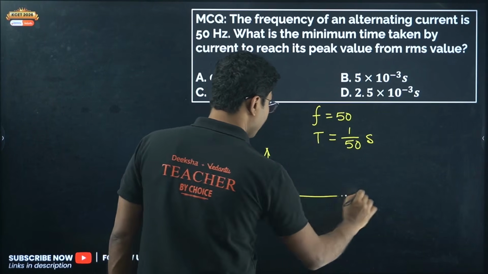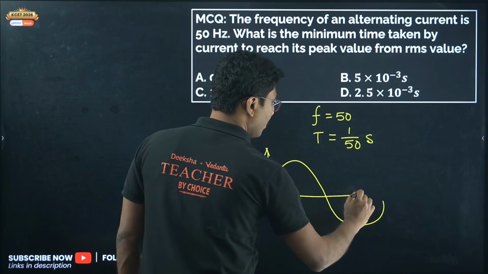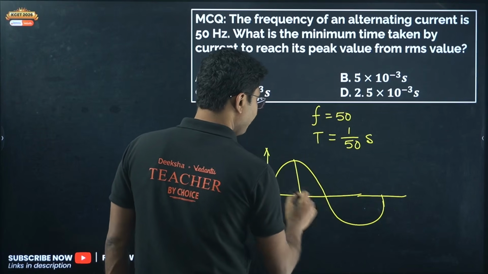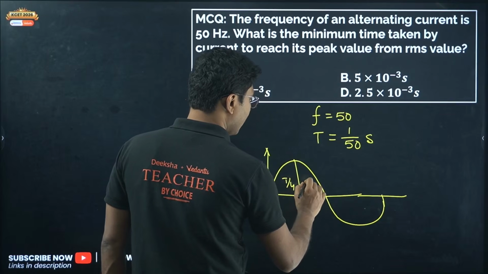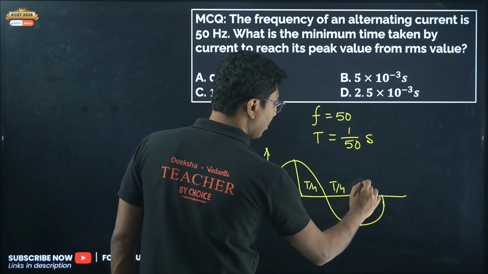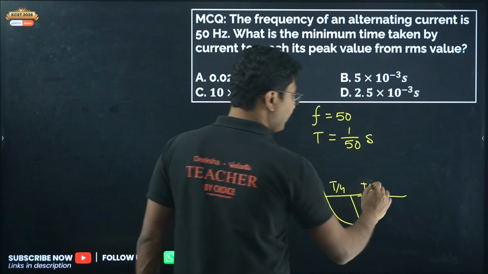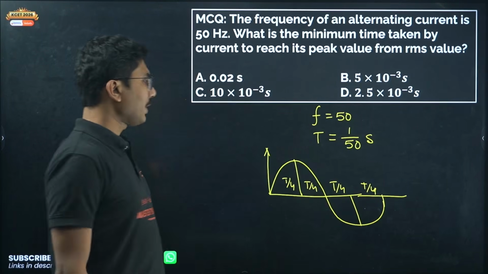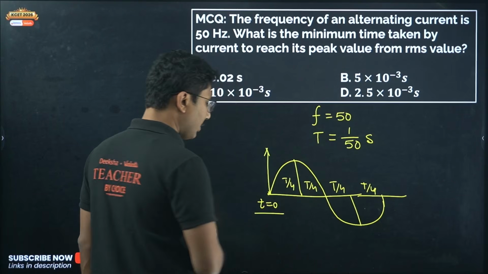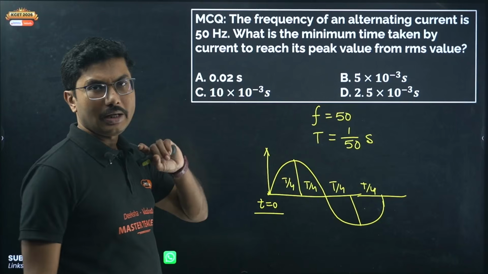If you see, starting from 0, this is the graph. This entire time is T. So this must be T/4. This is also T/4. These small junctions are all T/4. Add all of them and you will get the total time, that is T. So starting from t equals 0, it will take a time of T/4.